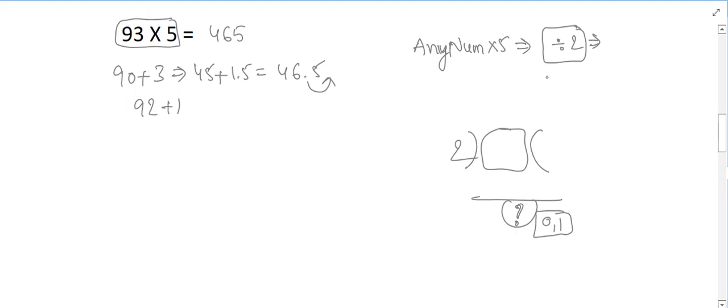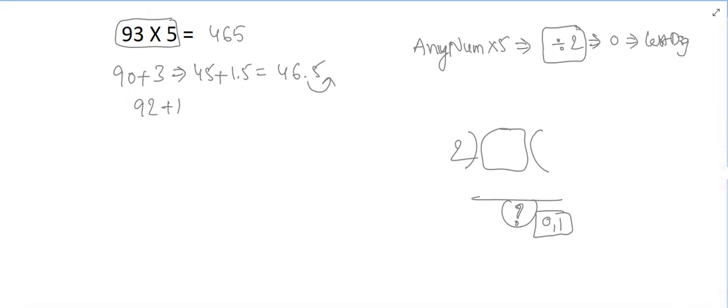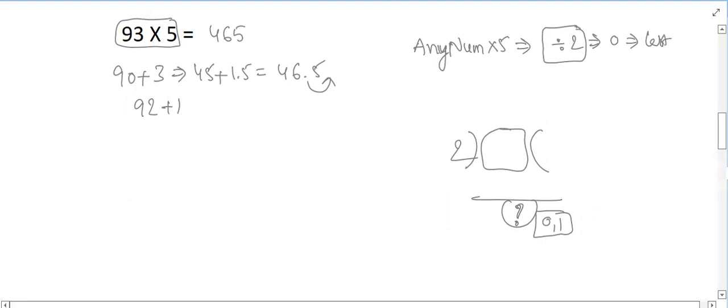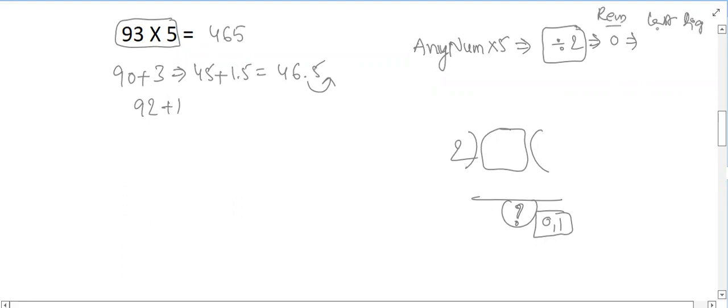Simply you do, if 0 is the remainder, you write the last digit as 0. If 0 is the remainder, this is the remainder, and this is the last digit. Okay. 0 is remainder, last digit will be 0. And if 1 is remainder, last digit will be 5. That's all. That is very easy. 1 remainder, last digit is 5.